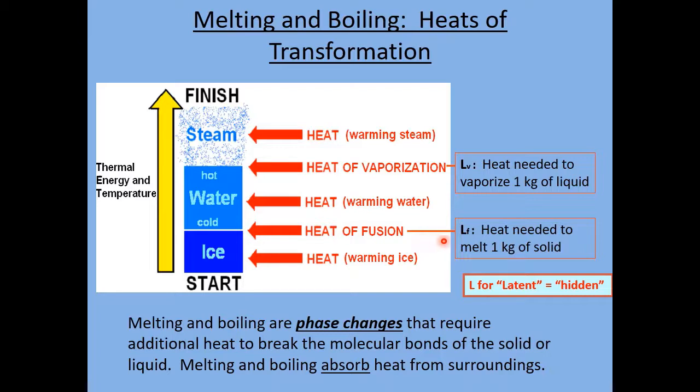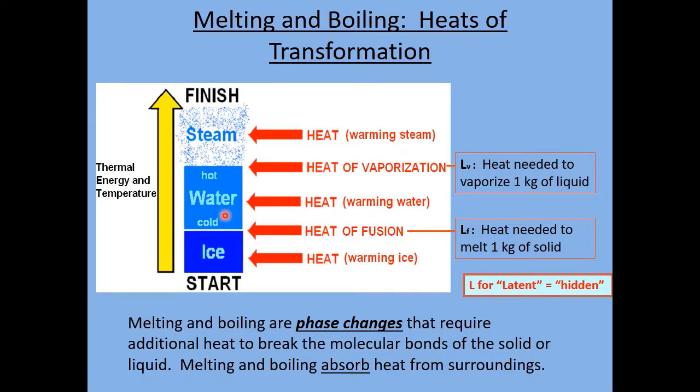So this energy is called the heat of fusion. And the heat of fusion is given the symbol L sub F. And the L stands for latent, which means hidden. All right, and so what is L sub F? Well, it's the heat needed to melt 1 kilogram of a solid. So the idea here is that melting is a phase change that requires additional heat to break the molecular bonds of the solid. In this case, we're talking about going from a solid to a liquid.